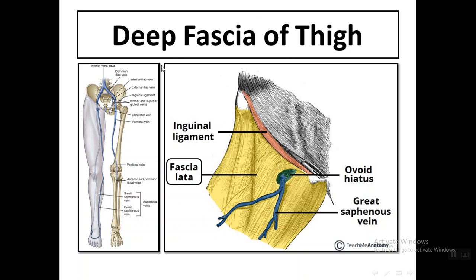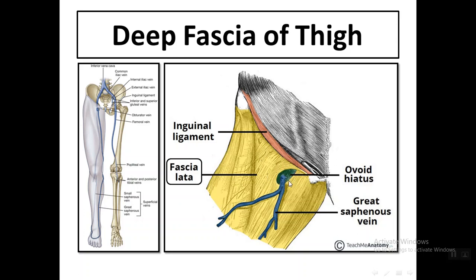This is the deep fascia of the thigh. We can see that the deep fascia of the thigh is just like a trouser leg. Just like a trouser leg, it extends from the hip bone, it is attached to the hip bone and to the inguinal ligament. Here we can see that this is the fascia lata or the deep fascia of the thigh. It is attached to the inguinal ligament and to the iliac bone.